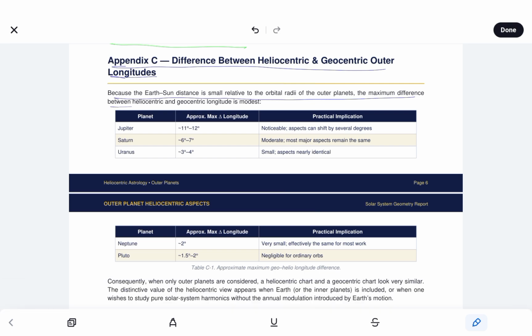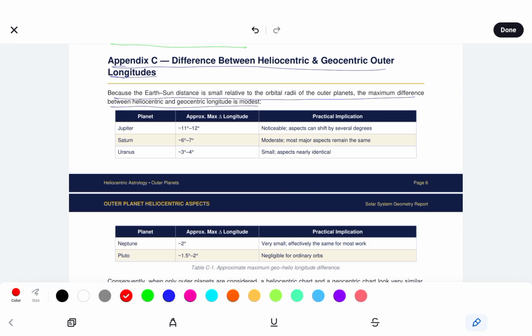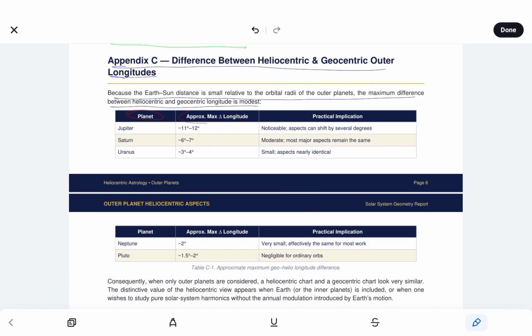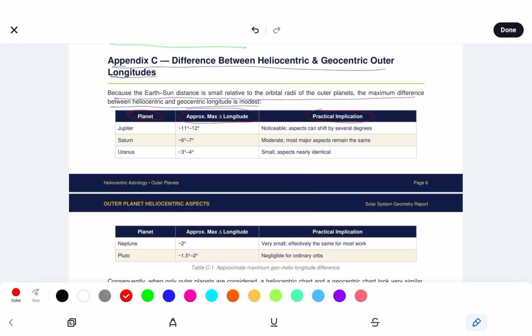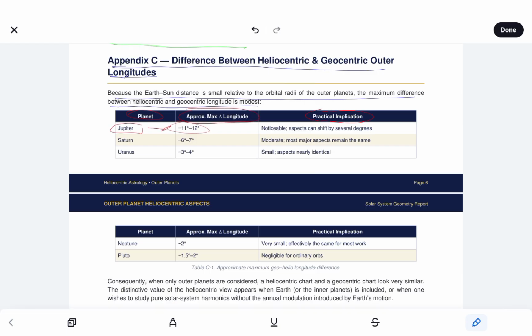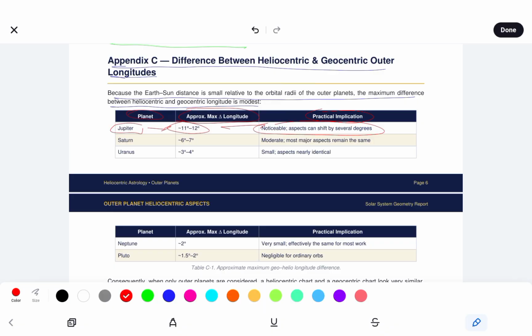The maximum difference between heliocentric and geocentric longitude is modest. So we see the planets' approximate max longitude and practical implication. So Jupiter, 11 degrees to 12 degrees. Noticeable aspects can shift by several degrees.